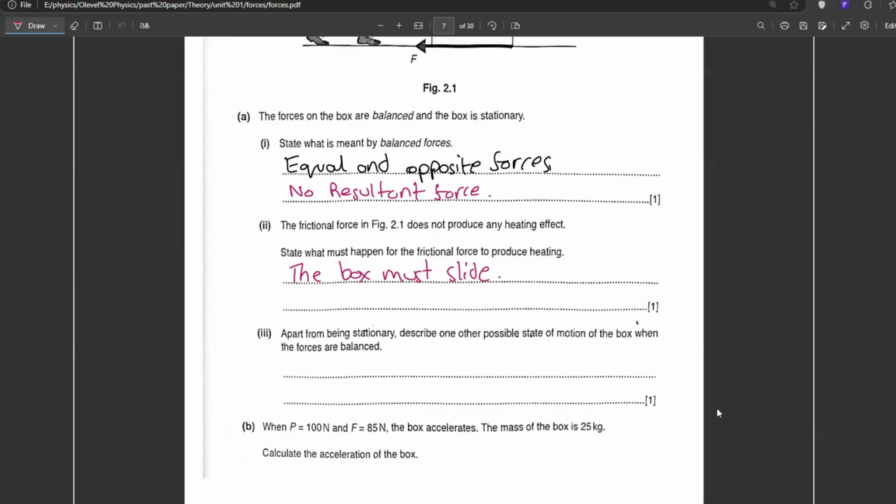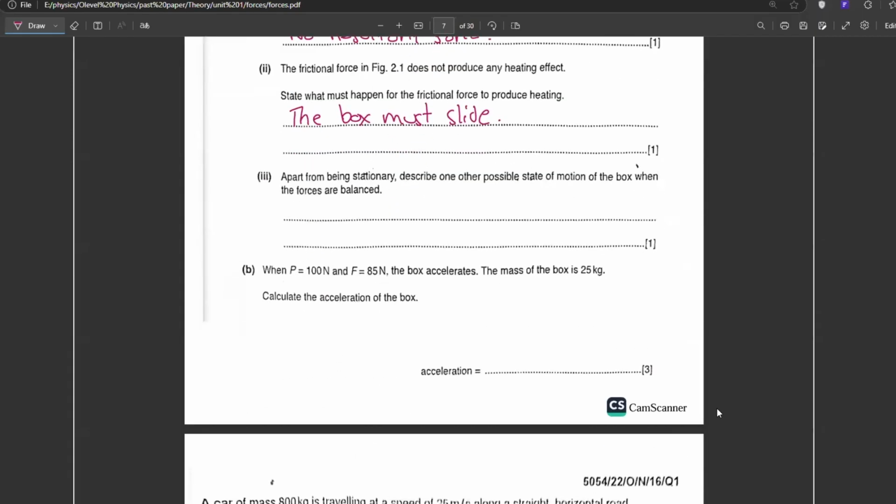Apart from being stationary, state one other possible state of motion of the box when the forces are balanced. Constant velocity. At a state of constant velocity, the forward forces are equal to backward forces. This also represents a position where forces are balanced.